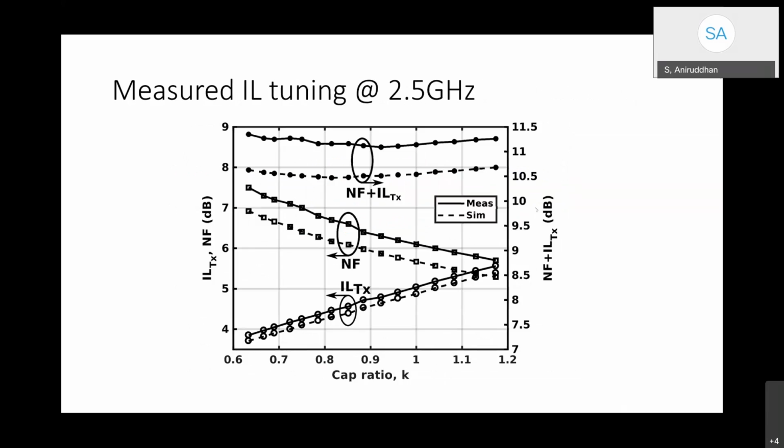So we can tune the insertion loss through the tuning of this parameter K, the capacitance ratio. At low K values, the insertion loss is lower and lower on the TX side, but the noise figure is higher and higher on the receive side. So you are biasing the bridge towards the TX side. If you choose K ratios larger than 1, you would bias it in the other direction. Largely you can see that the sum of noise figure and isolation remains constant.